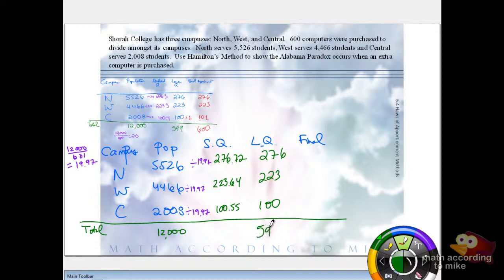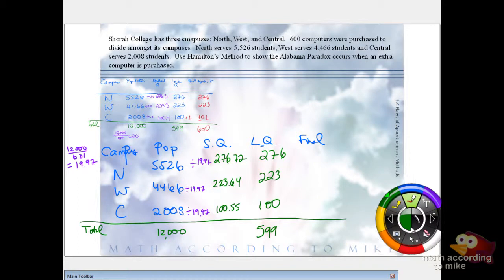599. But this go around, how many total computers are there? 601. So we need to apportion 2 more computers. So according to Hamilton's, who has the largest decimal portion? North. So north goes up by 1 to 277. And then the second largest? West. Goes up to 224. Central stays at 100. Now we're at 601.